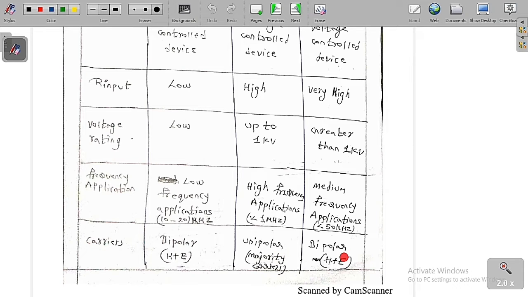Similarly, IGBT is a bipolar device. It is a combination of both BJT and the MOSFET. So it is basically bipolar, and the current in it is because of both the electrons and also the holes. So this is how we can classify the MOSFET, BJT and the IGBT.